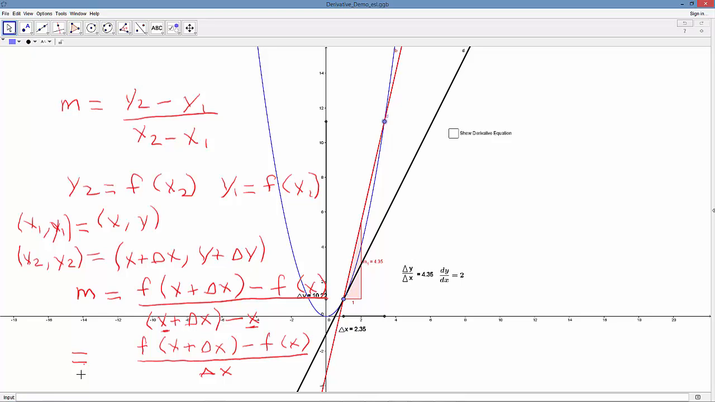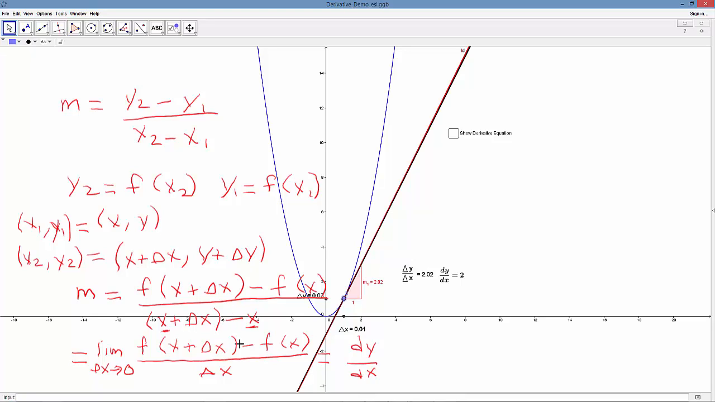So what we're going to do is now we're going to take the limit as delta x approaches 0. Okay? And this is equivalent to taking our point B and moving it closer and closer and closer to point A until this ratio forms a limiting value, at which point in time we've got the slope of the tangent line, which we define as the derivative and write it as dy over dx.